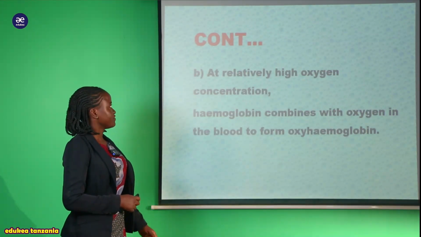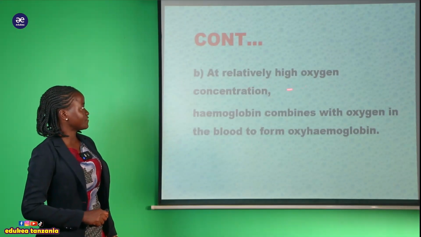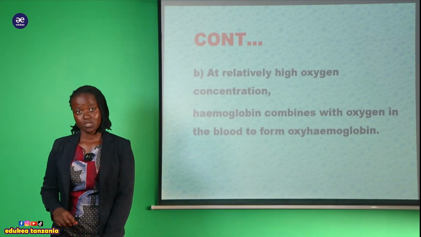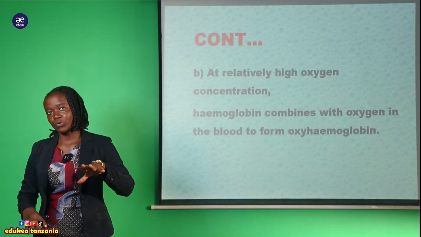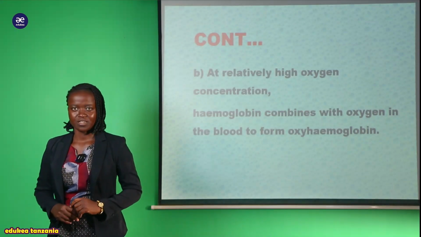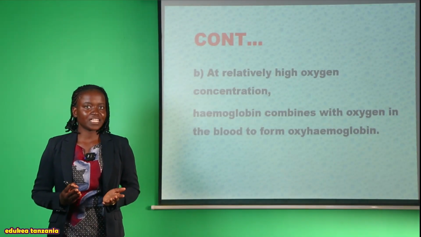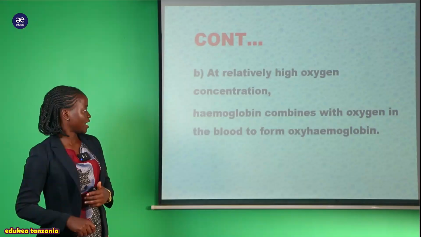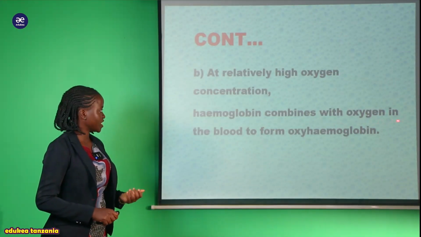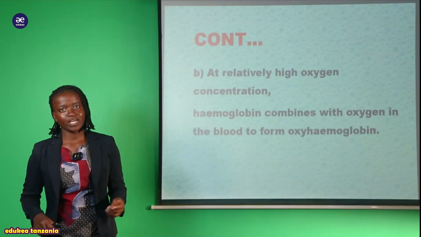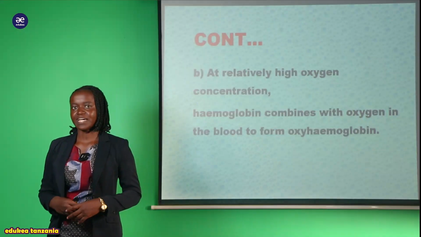And another meaning of the graph: at a relatively high oxygen concentration, what are the results? Now we can say that hemoglobin combines with the oxygen in the blood to form oxyhemoglobin, simply like that.